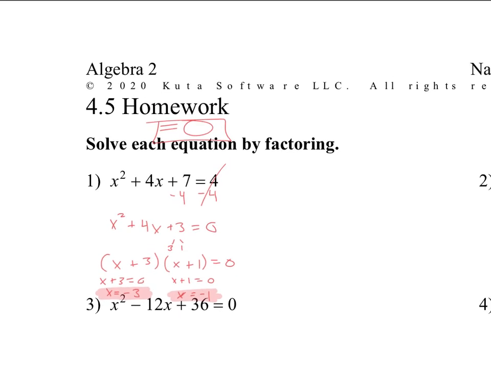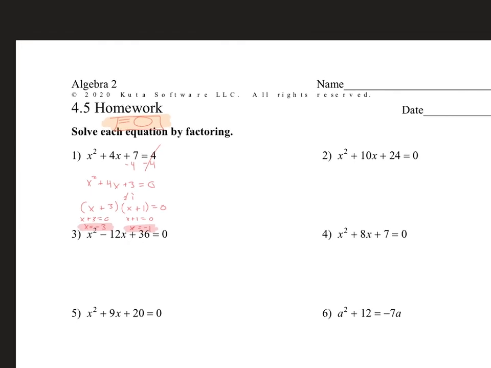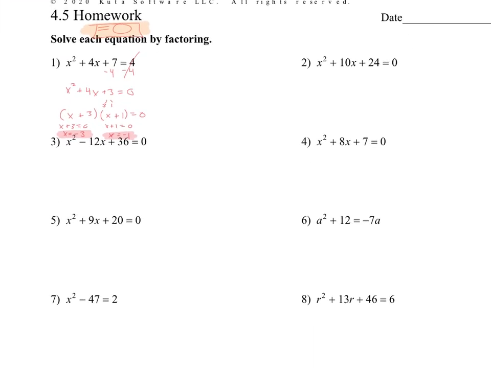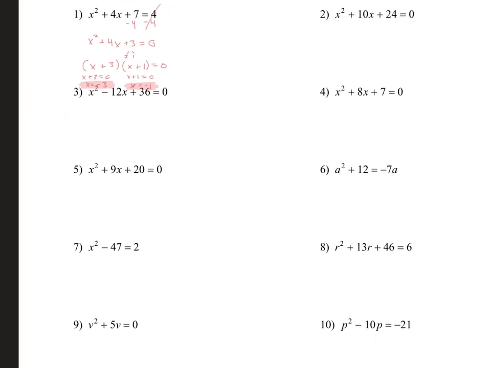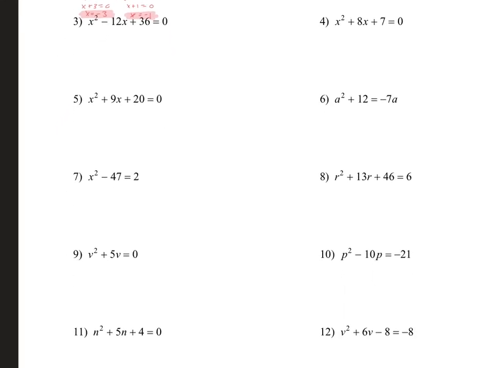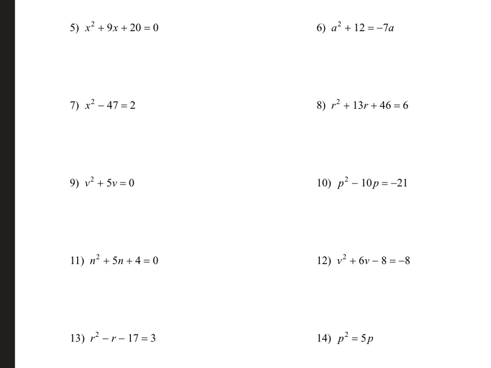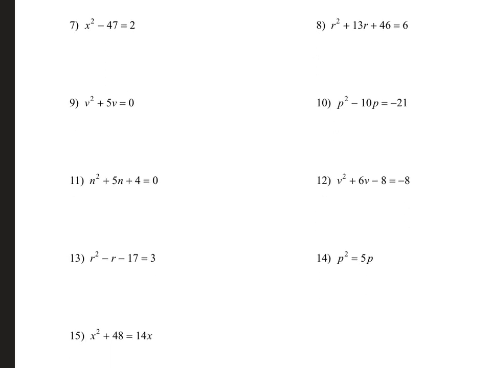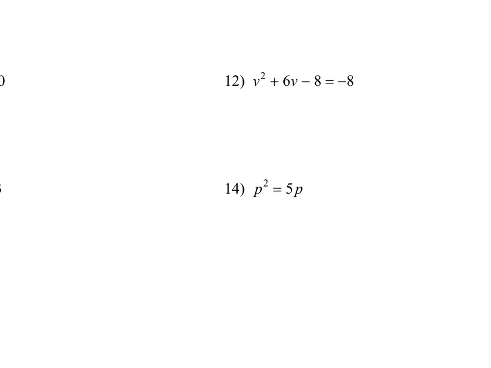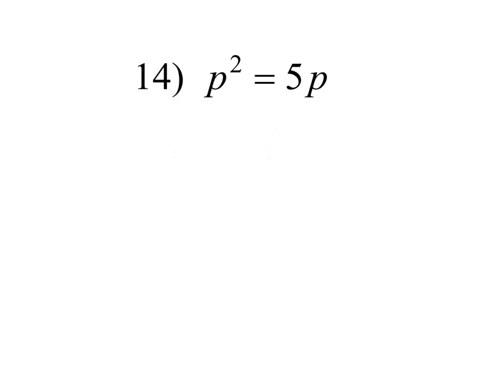You always need it to be equal to 0 in order to start factoring. So like for number 6, you would have to move it to the other side. For number 7, 8, 10, 12, 13, 14, and 15. So you have to get it equal to 0 before you start. Somebody in the audience asked to do 14, so we can do this one together too.